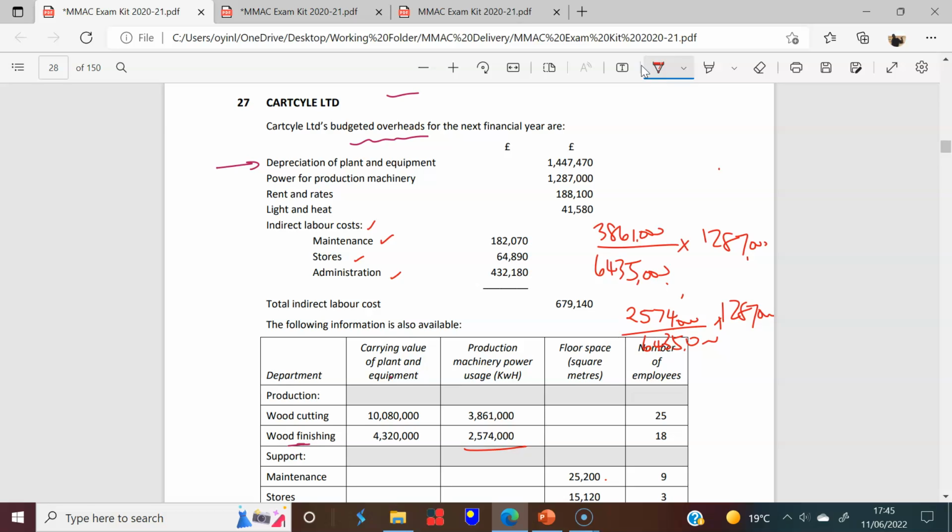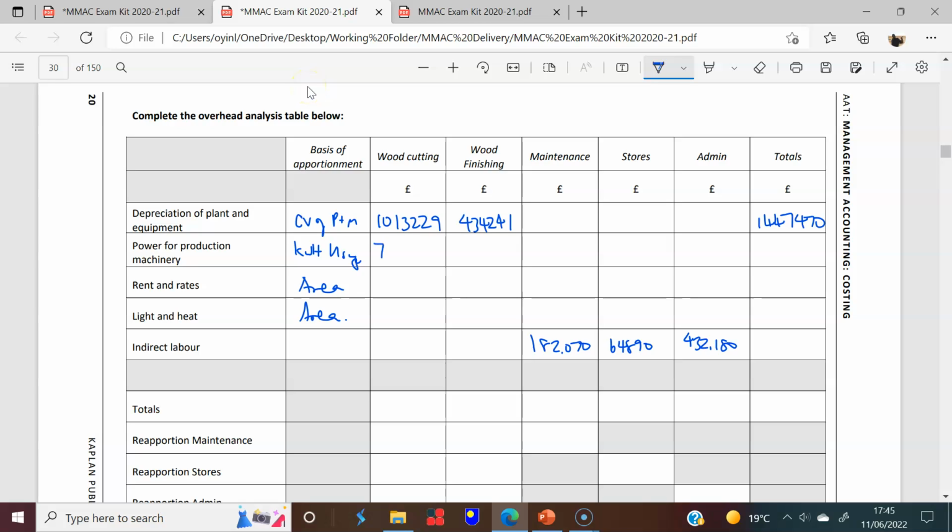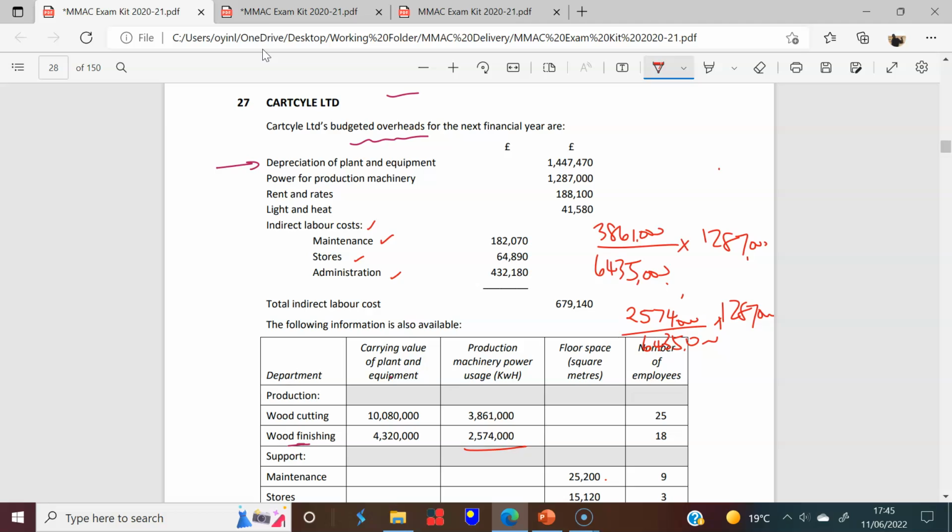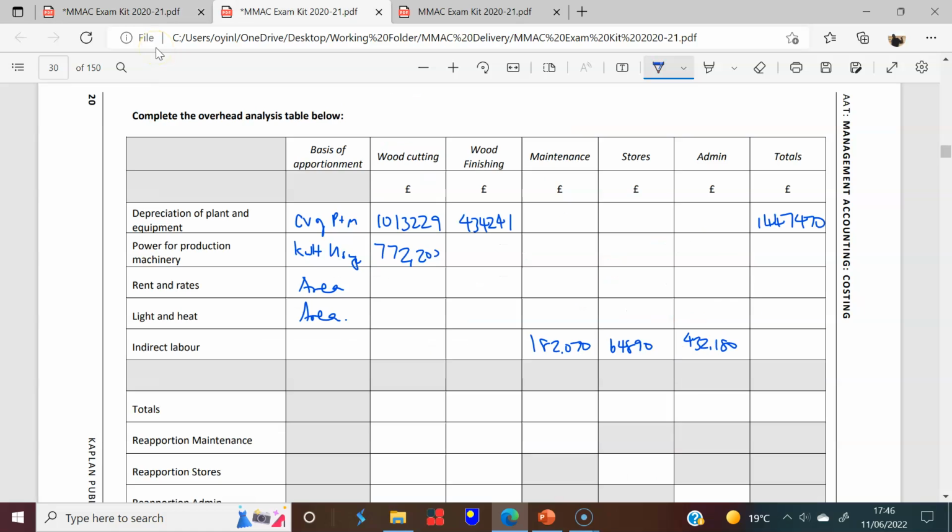So we do 3,861 divided by 6,435 times 1,287. That's 772,200. And I do exactly the same thing here, where you do 2,574 divided by 6,435 times 1,287,000, and you have 514,800. Add the two together, 772,200 and 514,800, and then you have there 1,287,000.